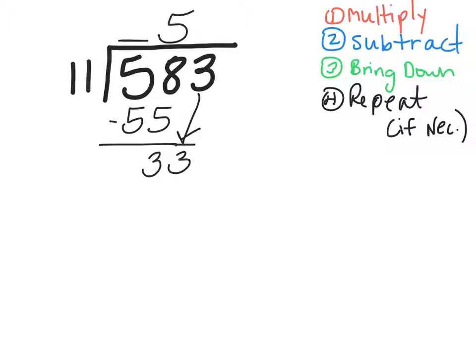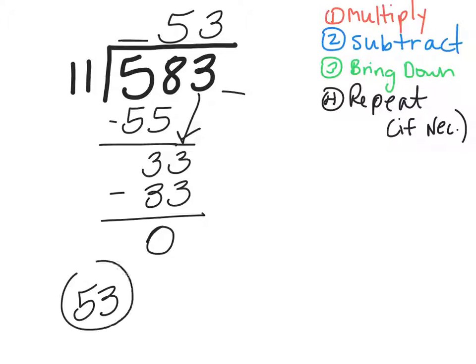So that brings me back to the first step of multiplying. 11 times 3 is 33. I'm on the next step. I'm on subtracting. That gives me 0. I normally would be on the bring it down step, but I have nothing else to bring down up here in the dividend. So my answer would be 53. It wouldn't be 53 and 0 elevenths. It would just be 53.